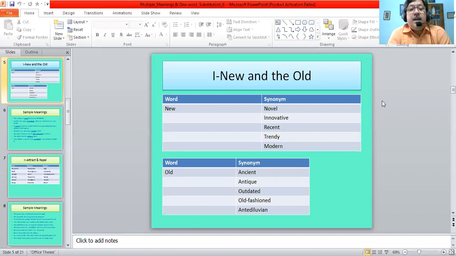For example, if we have the word new, then we can have as synonyms of this word novel or innovative, recent, trendy, or modern. Again, if we have old, which is the opposite of new, so it's the antonym of new really, we have ancient, antique, outdated, old-fashioned, or antediluvian. These are all the synonyms of old. Now let us look at this in the context of sentences to understand the meanings better.